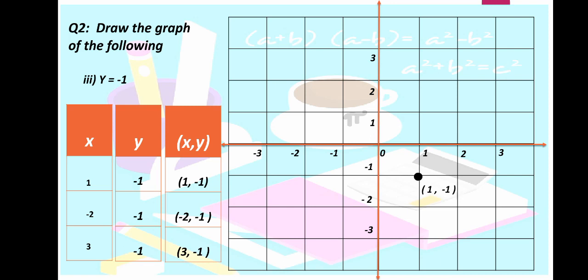The next ordered pair, of the second row, is -2 and -1. -2 is on the negative x-axis side and -1 is on the negative y-axis side. So -2 and -1 are intersecting on this point. Mention the ordered pair -2 and -1.